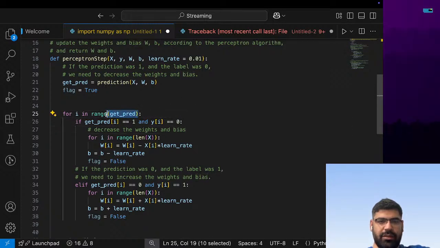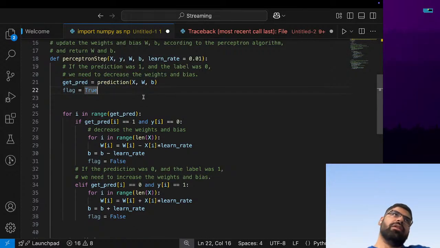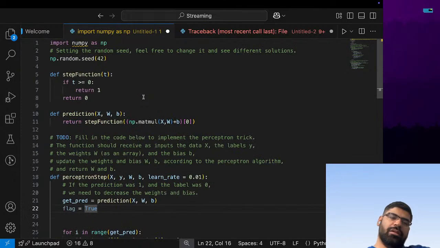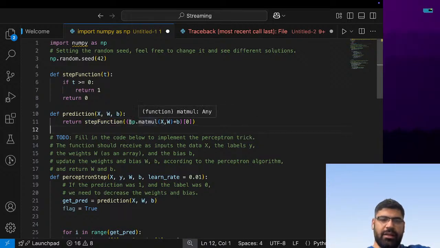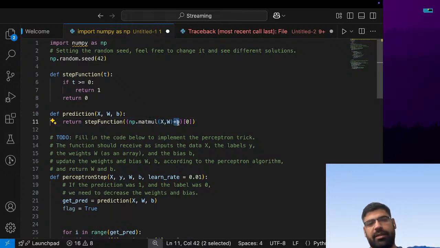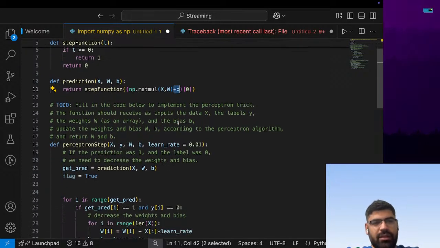No, and the prediction is wrong then. So I get the prediction of X, Y, and W with matmul. We get the X array and Y array, it does something to it, and then adds the bias. It gets a number for all these and puts it into the step function. The step function looks at whether it's positive or not, and whatever it gets, it returns zero or one.